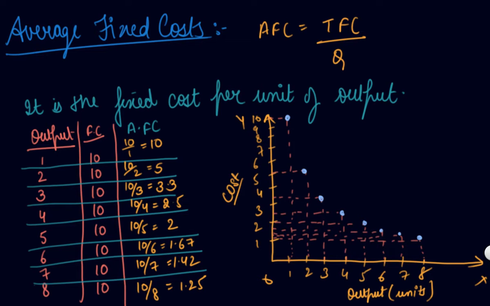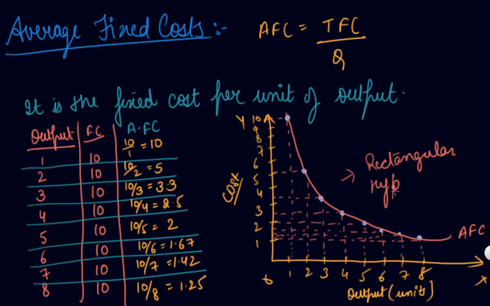Now let us join these points. This is your average fixed cost. See, your average fixed cost curve is a rectangular hyperbola. Whenever you get a question on why your average fixed cost curve is a rectangular hyperbola, explain the average fixed cost in one line, make the schedule, make the diagram, the graph, and then give the reason.